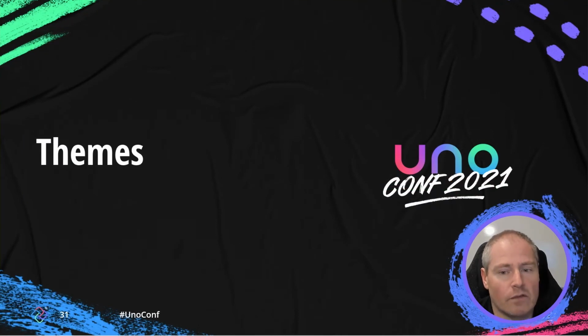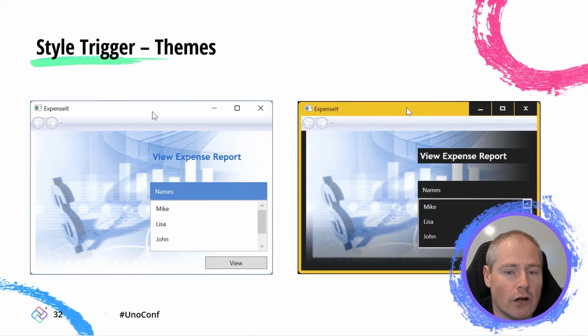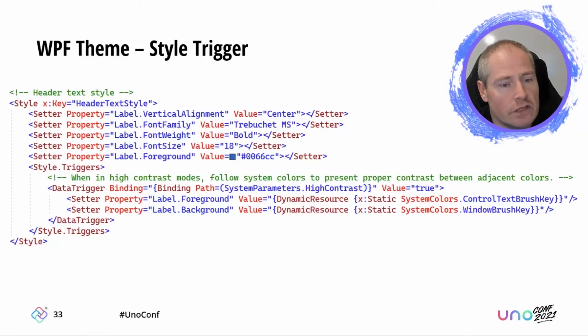Coming on to themes. Themes are a very powerful capability in modern XAML. So in our WPF application, by default, it would look something like this. And if we switched our system over to high contrast, then the theme would change to display this sort of content. In terms of the WPF implementation, we've got a style trigger here that's looking specifically at the header style. And you'll notice we've got style triggers and a data trigger that is monitoring the system parameter high contrast. If that gets set to true, then it's going to change the values for the label foreground and background to use system colors.